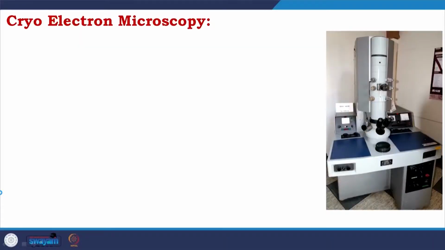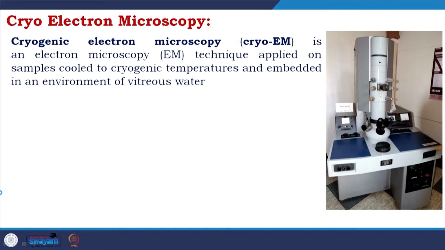So, cryo-electron microscopy, as you see the entire setup of the instrument, we will talk about that in details. Cryo-electron microscopy or cryogenic electron microscopy, or in short cryo-EM, is an electron microscopy technique applied on samples cooled to cryogenic temperatures and embedded in an environment of vitreous water.